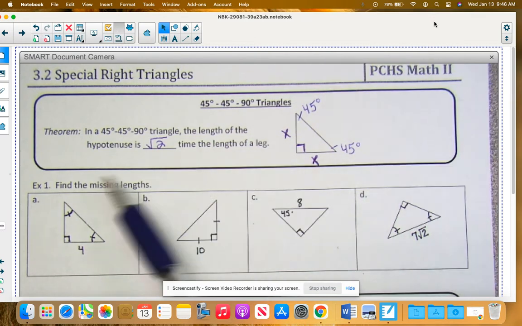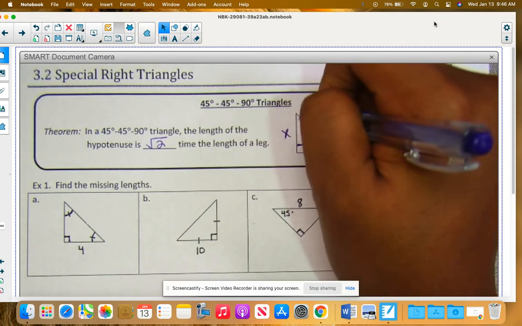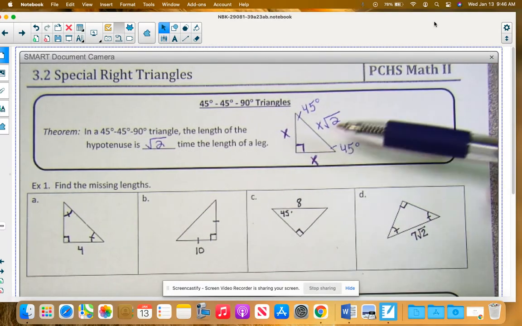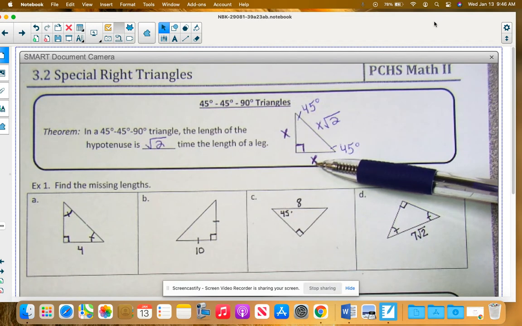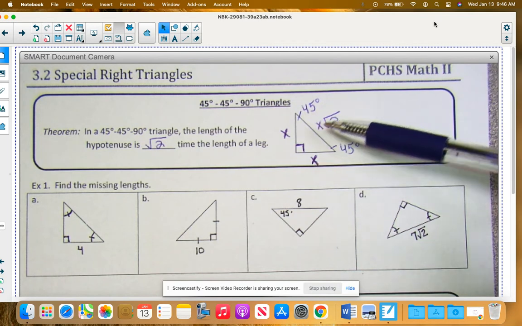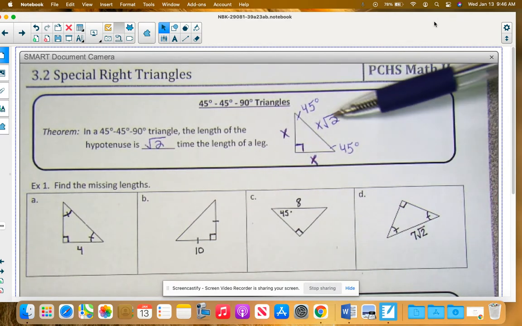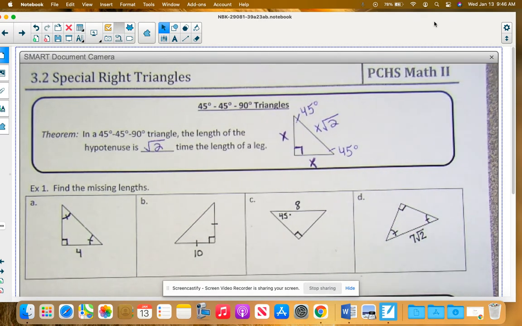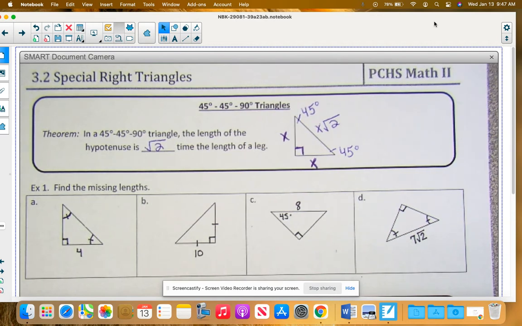According to the theorem, the length of the hypotenuse is the square root of 2 times the length of a leg. So the length of my hypotenuse is the square root of 2 times whatever this number is. So if this is 7, my hypotenuse is 7 square roots of 2. If this is 20, my hypotenuse is 20 square roots of 2. So in a 45, 45, 90 degree triangle, your legs are the same, and then this side, which is your hypotenuse, is the square root of 2 times the leg length. So let's go down here and do these 4 examples so that we will make sense of what this theorem is telling us. Example 1, find the missing lengths.